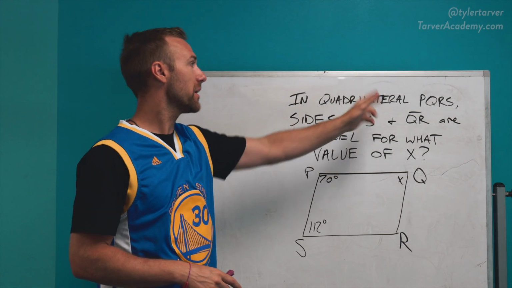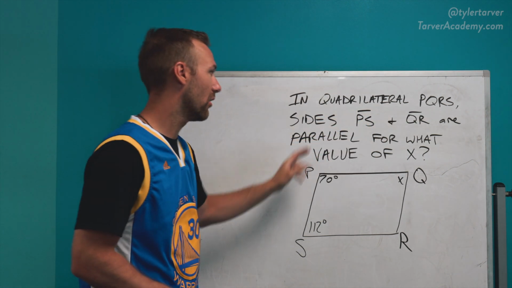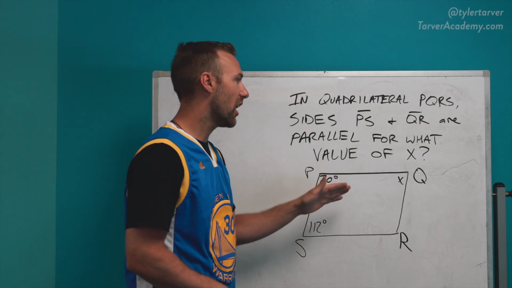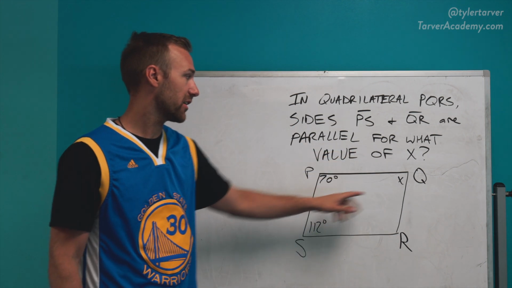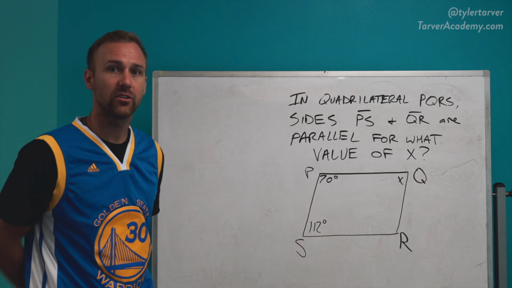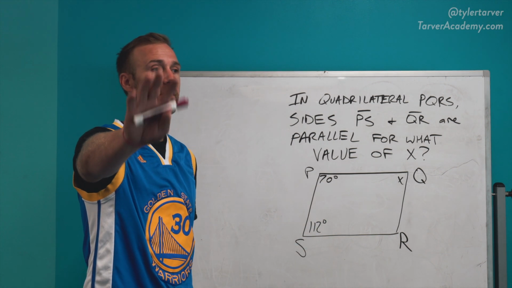In quadrilateral PQRS, sides PS and QR are parallel for what value of X? And then we've got it, PQRS, that's 70 degrees, that's X, that's 112 degrees. I'm gonna let you work the problem, pause this, and then hit resume when you're ready.